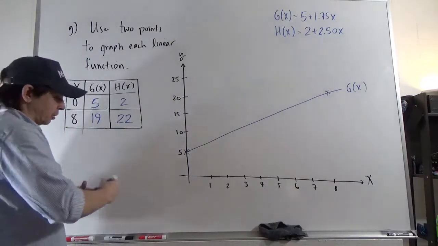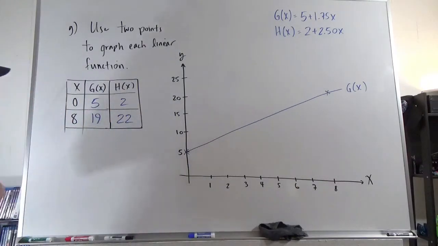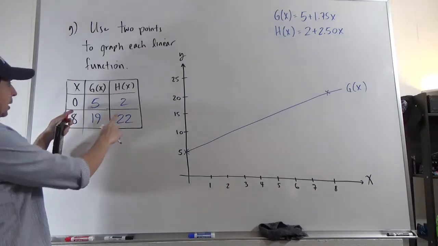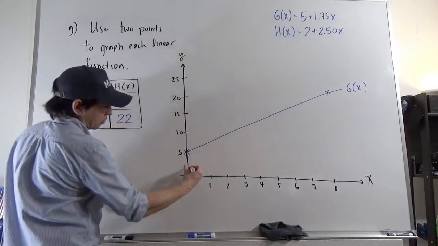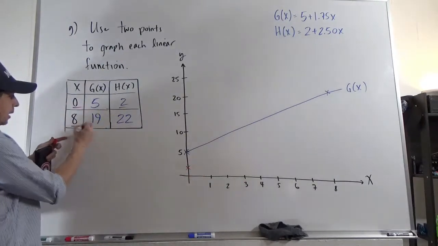I'm going to graph those. I'll put them in red so we can distinguish between them. So be careful though, it's not 5 and 2. Again, it's 0, 2. Right about there. And then 8, 22.